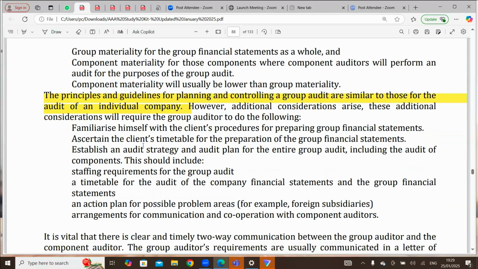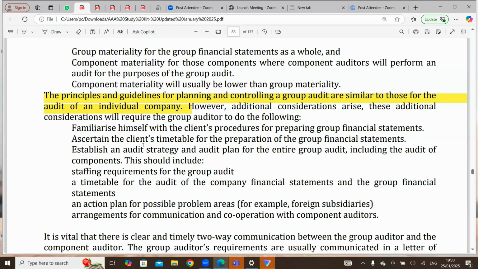Okay, so just to move on, we said that the principles and guidelines for conducting a group audit are similar to the principles and guidelines for conducting an individual audit. Auditing a group is almost the same thing as auditing an individual entity. However, additional considerations arise. These considerations will require the group auditor to do the following. These are audit procedures for auditing a group. Number one, he has to familiarize himself with the client's procedures for preparing the group financial statements. He has to familiarize himself because now he's not just knowing about one company, he's knowing about multiple companies.